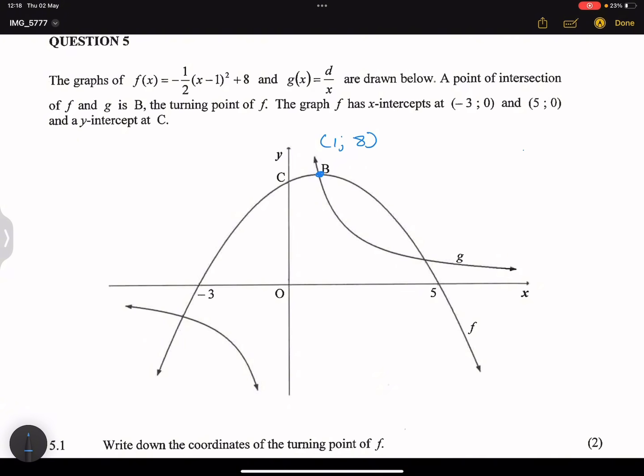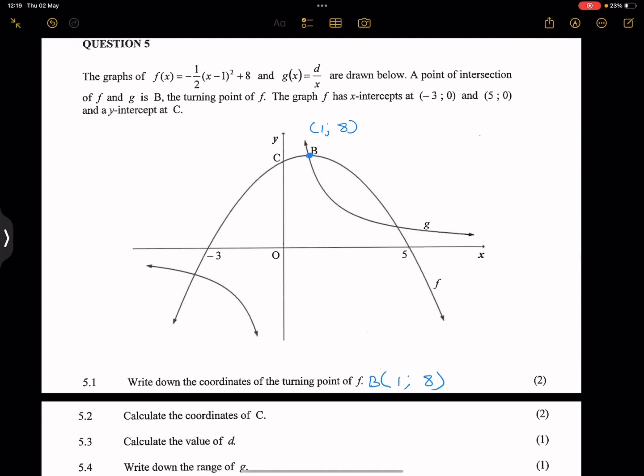Right, now they say to you, write down the coordinates of the turning point. Well, we've already taken the liberty to do that. That's (1; 8). Okay, so that's where B is. Right, so let's go on to the next question.